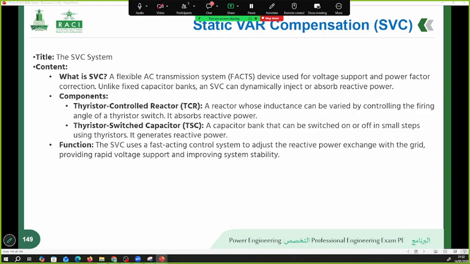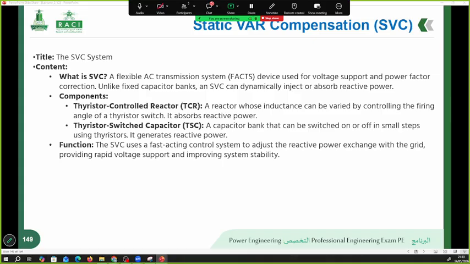Okay, this slide focuses on SVC, a key device in a modern power system. And SVC, static var compensator, is part of the flexible AC transmission systems, as I told you, which are designed to enhance the controllability and stability of power grids. Unlike the fixed capacitor bank that provides a constant amount of reactive power, an SVC can dynamically adjust its output in real time.